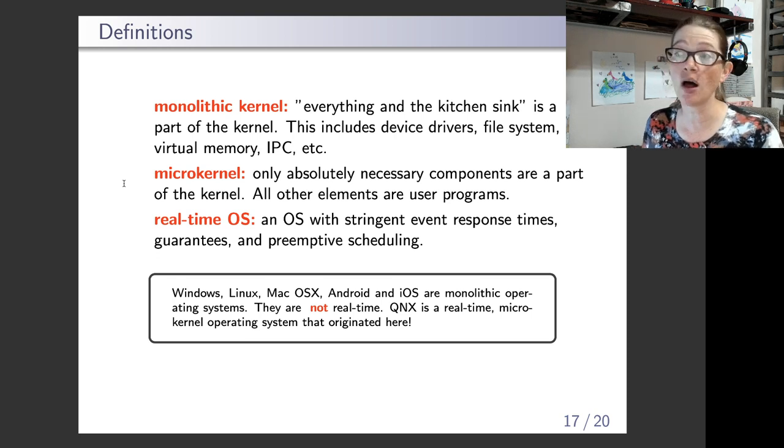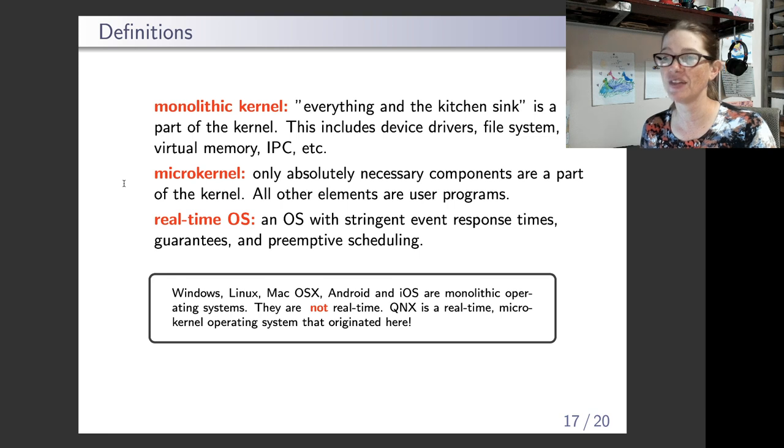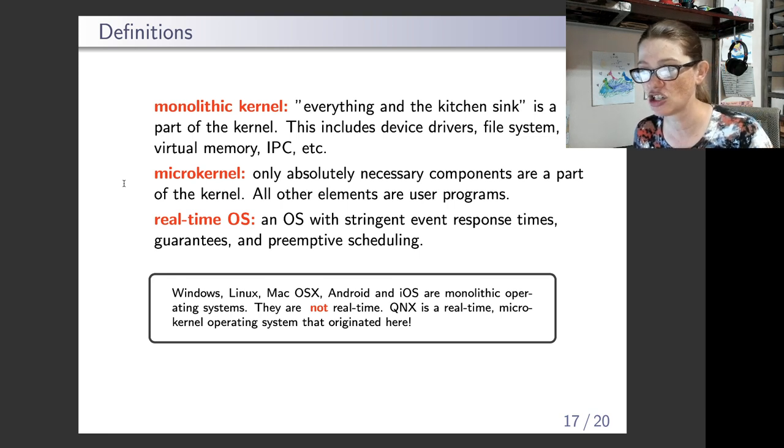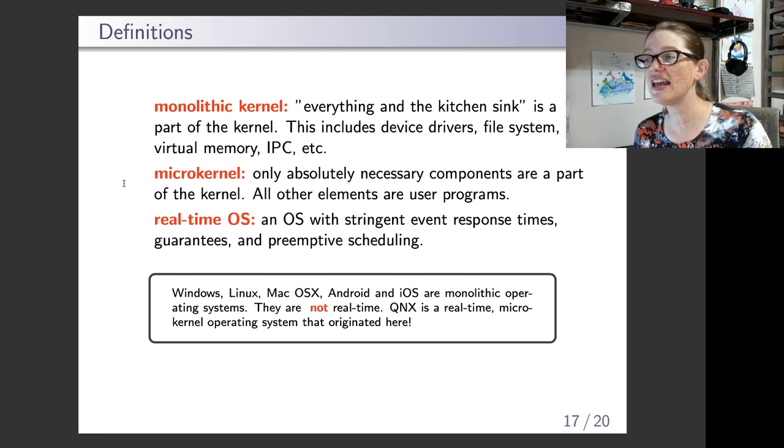Now, what's a microkernel? A microkernel is the opposite of a monolithic kernel. We're going to put only the bare minimum of things into the kernel's implementation, and it's actually really funny how little needs to be in the kernel. QNX, for example, is a microkernel operating system, and it's amazing the things that are not in the kernel.